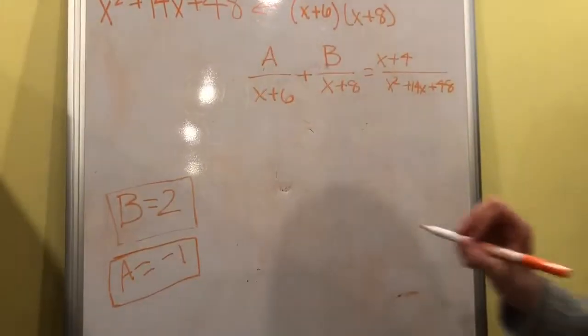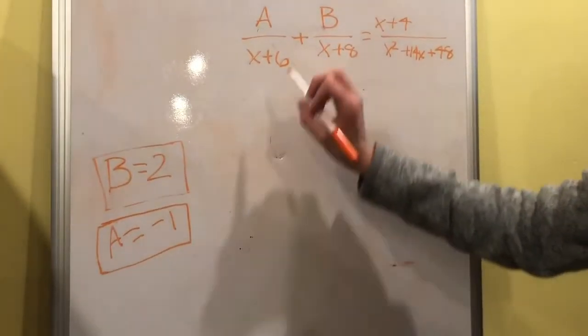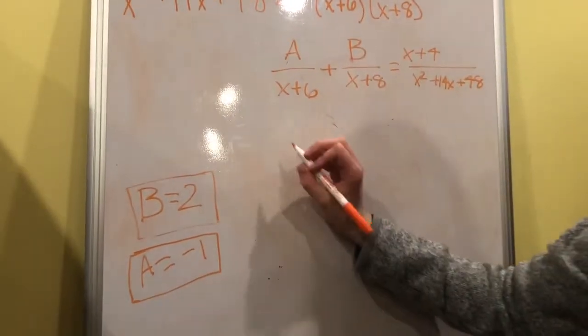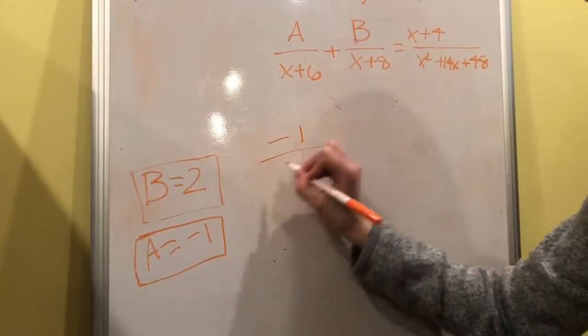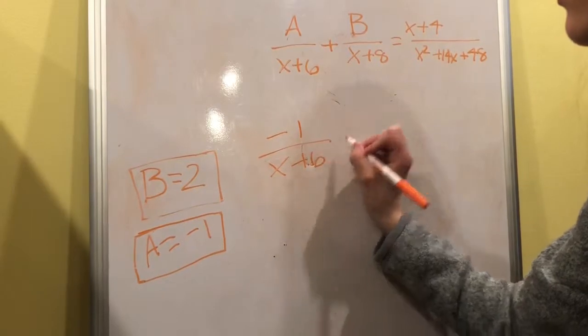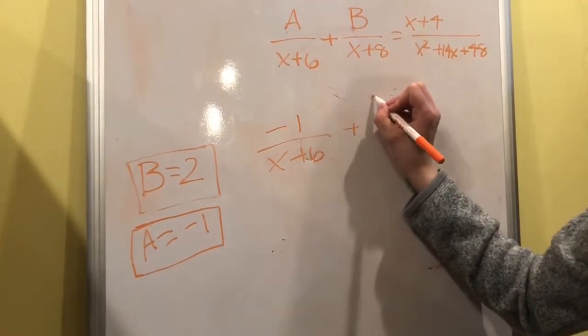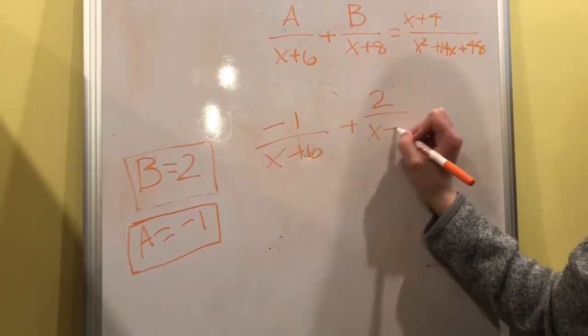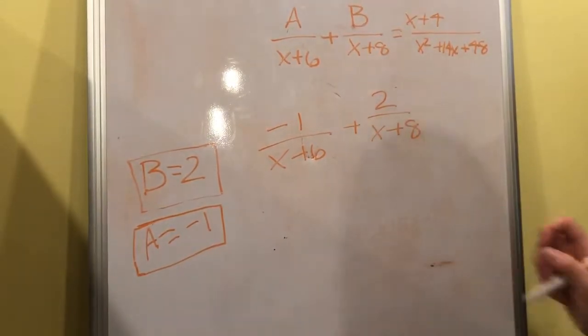Then after getting the values for A and B, you plug them back in for A and B here. So you have negative 1 over x plus 6 plus 2 over x plus 8. And that's your final answer.